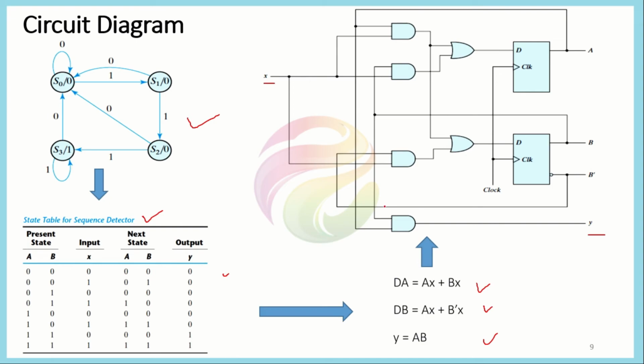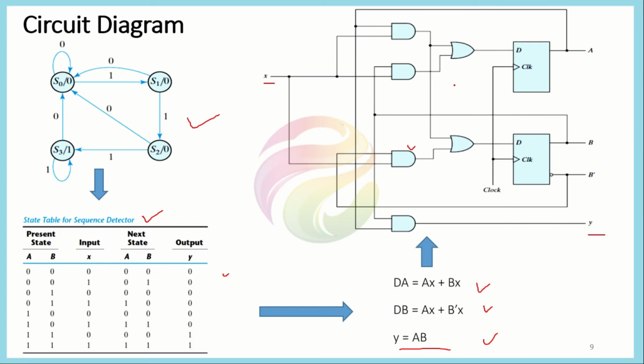For the second equation, we have AX here, and then we have B complement X. So we would be taking the B complement X as this one, and we just need to OR our result. So we would be getting the result for the next flip-flop here. Similarly, we have an output here, which is dependent only on the current states of the system. The current states here are A and B. So we just need to AND them to get the output. This is the final expression for the output.